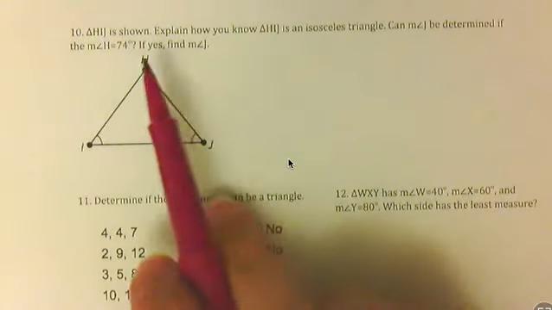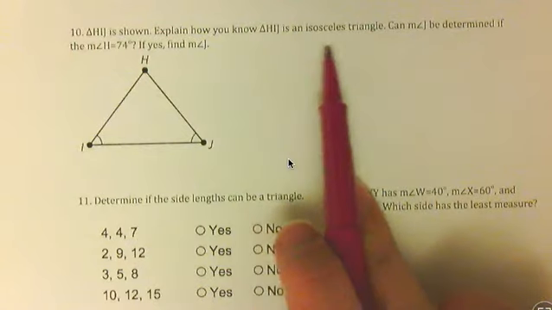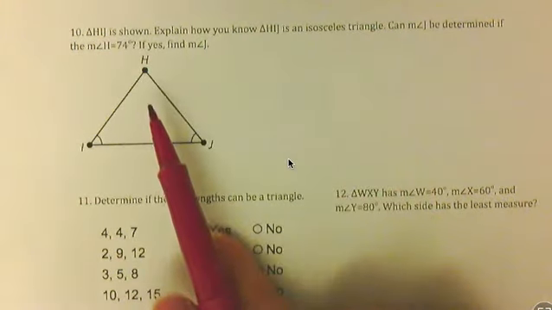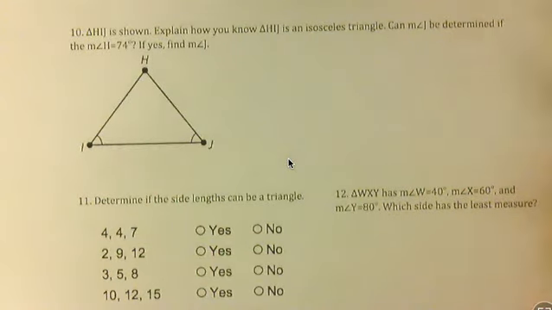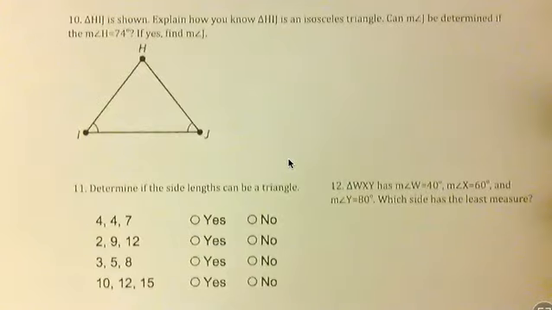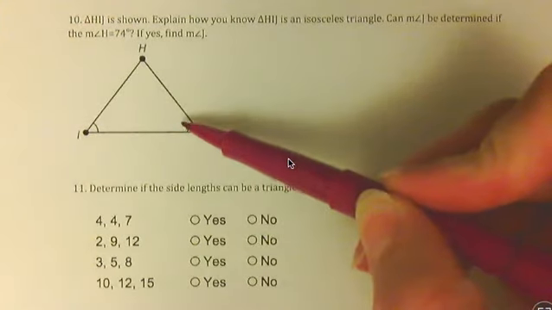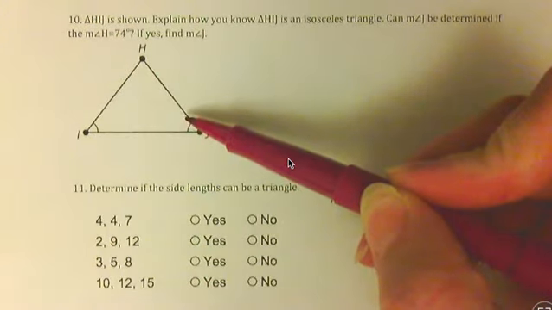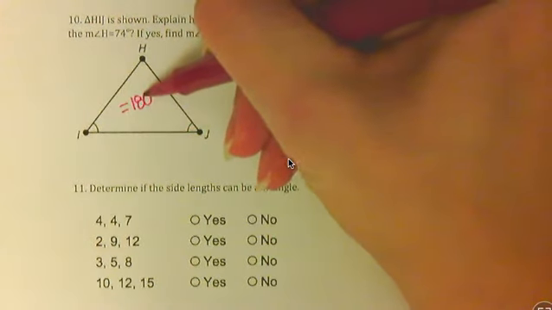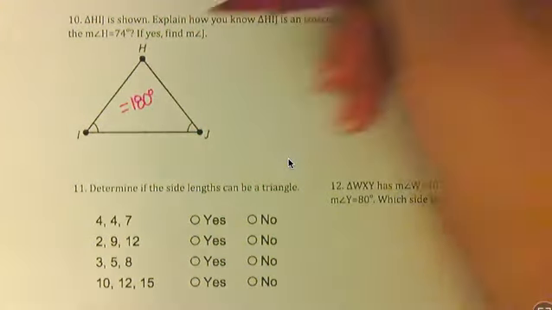Anyway, explain how you know that triangle HIJ is an isosceles triangle. Can the measure of angle J be determined if the measure of angle H is 74 degrees? If yes, find the measure of angle J. Well, yeah, we can because we know that the sum of the interior angles of a triangle has to equal 180. So all of them together are going to equal 180 degrees.